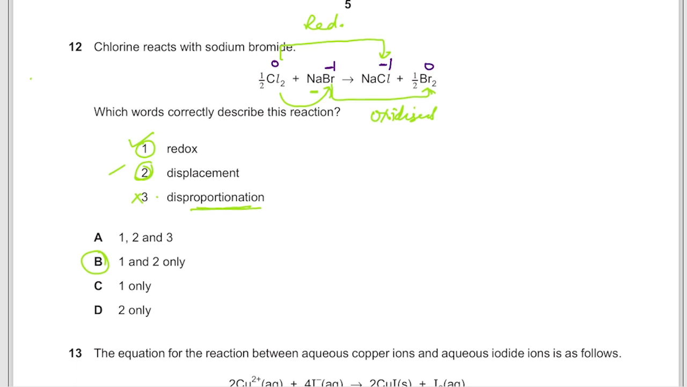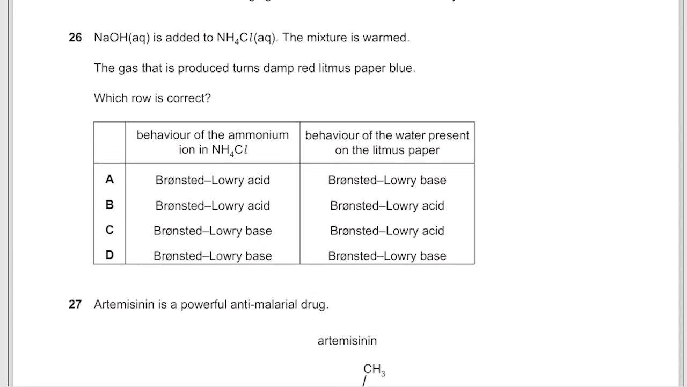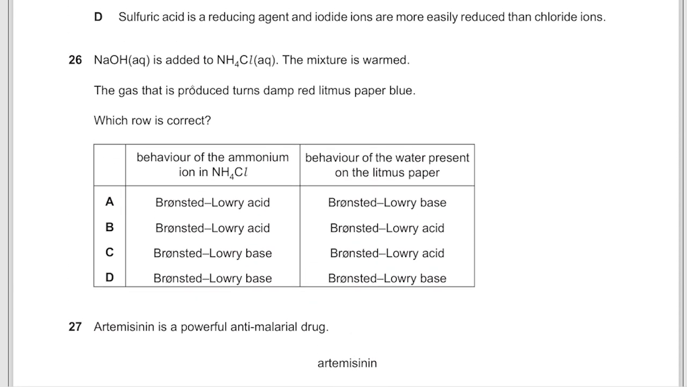Is this clear? Yes, ma'am. This question you have asked, you sent me these queries. NaOH is added to ammonium chloride. The mixture is warmed. The gas that is produced turns damp red litmus paper blue.